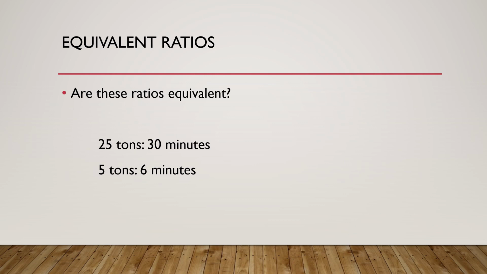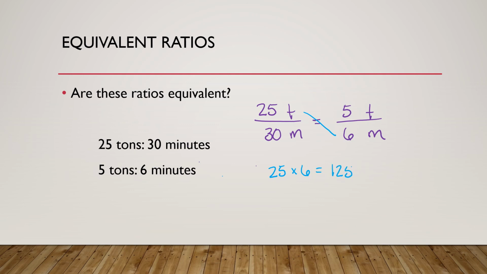Pause your video and give this one a try. You have 25 tons in 30 minutes and 5 tons in 6 minutes. We will cross multiply again on this one. So we have 25 times 6. Think about having 6 quarters. You would have 125, or $1.25 if you were talking quarters.